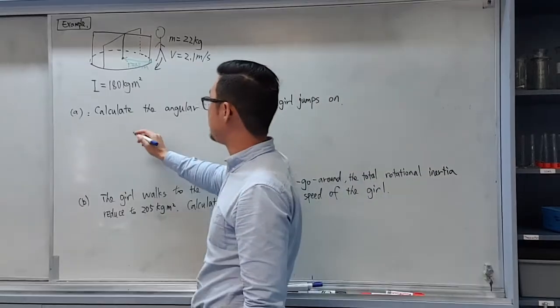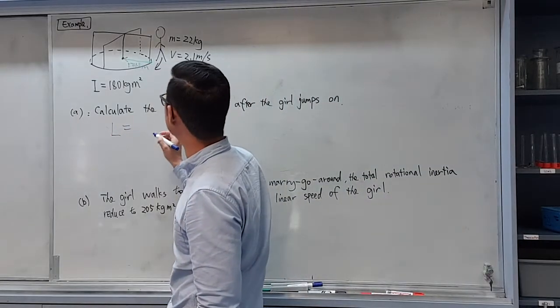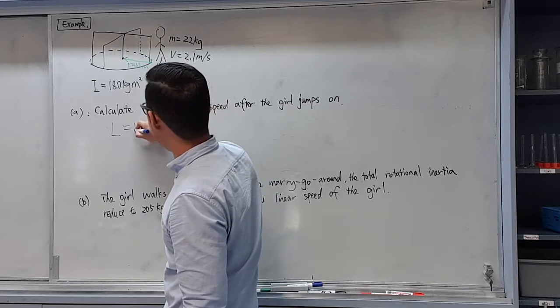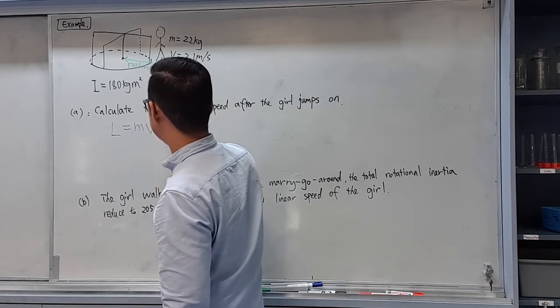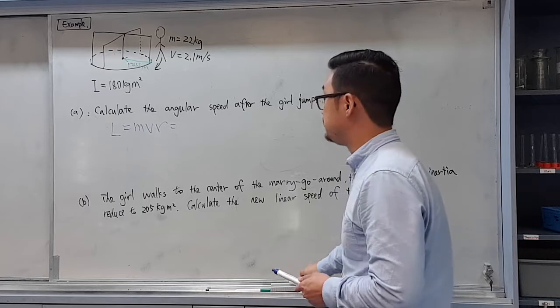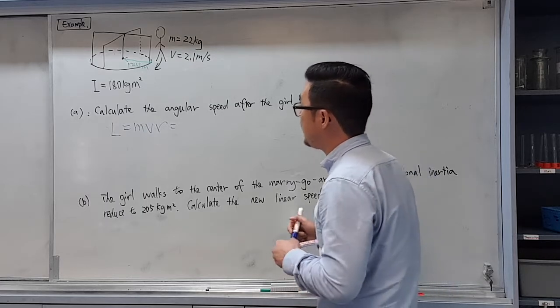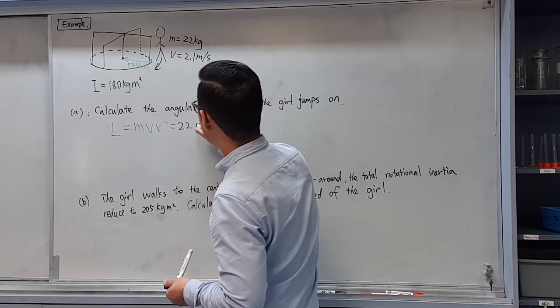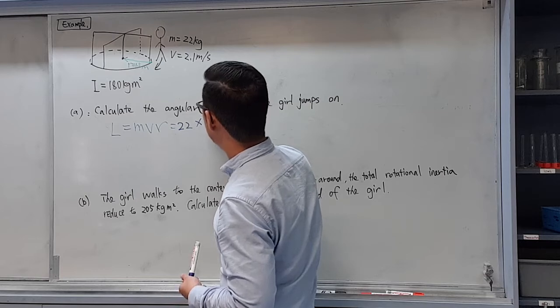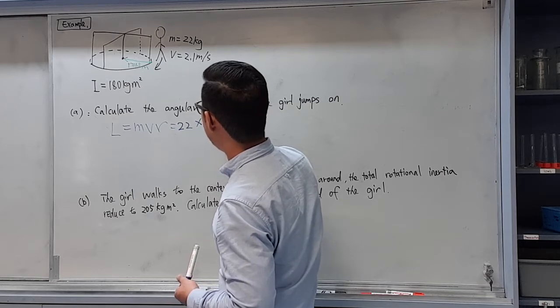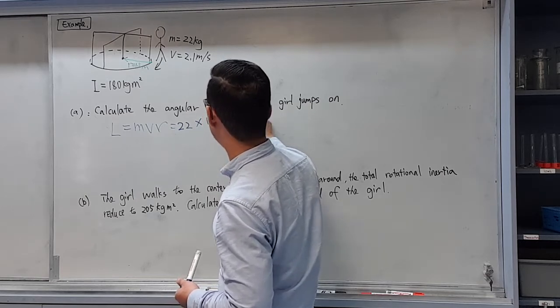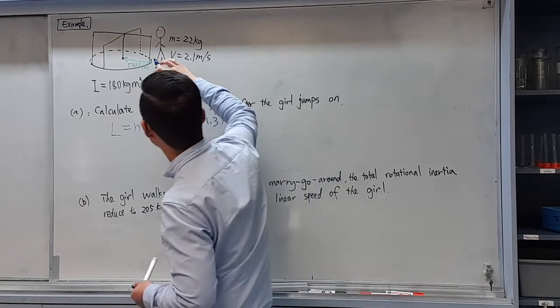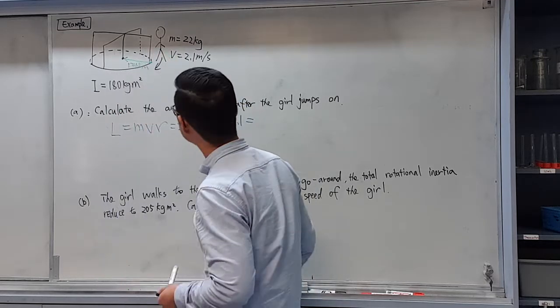So I can use the equation L equals mvr. That is the equation I'm going to be using. So I'll put the numbers there. I've got 22 times 1.3, and then times 2.1 meters per second. Oh, that's 1.5, sorry.